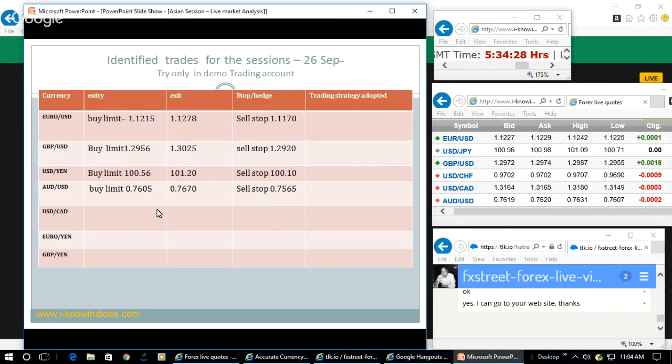And similarly, in the case of Australian dollar, they cut the initial low, they are likely to come down a little more and then start gaining the level during the European session. At that time you buy and put profit during the European session rise.